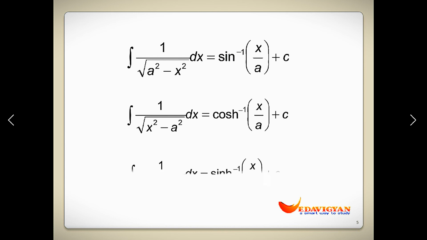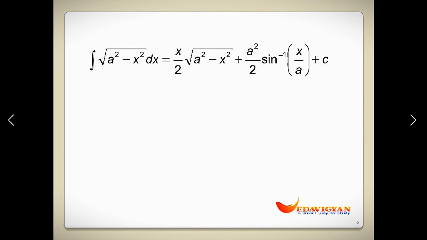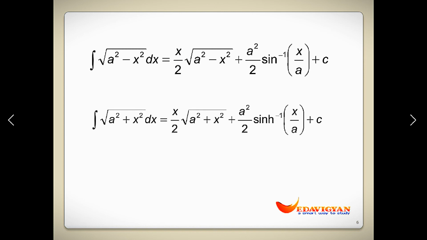Let us see the next formula. The integral of 1 by square root of a square plus x square dx is sin h inverse x by a plus c. Next, another formula: the integral of square root of a square minus x square dx is equal to x by 2 square root of a square minus x square plus a square by 2 sin h inverse x by a plus c. Next, the formula for square root of a square plus x square: x by 2 square root of a square plus x square plus a square by 2 sin h inverse x by a.